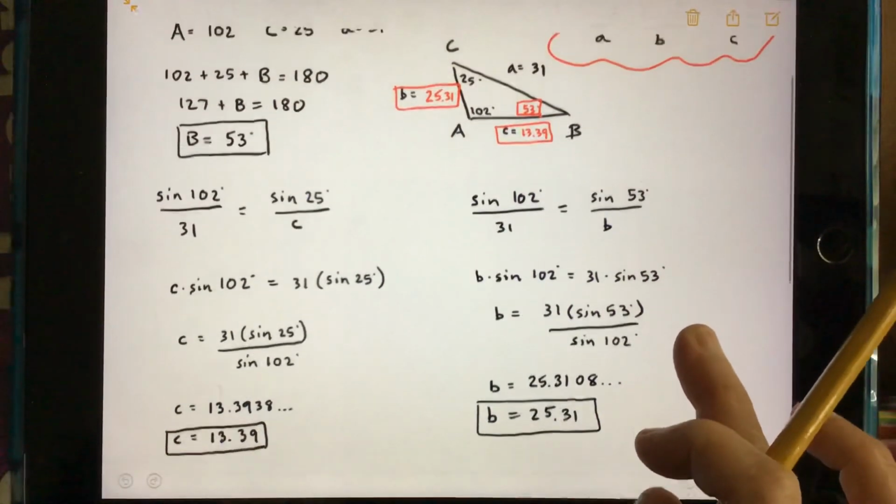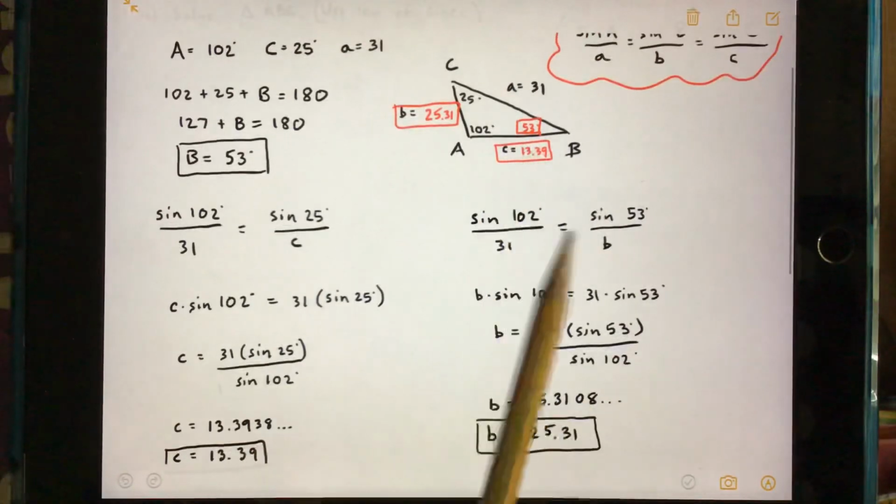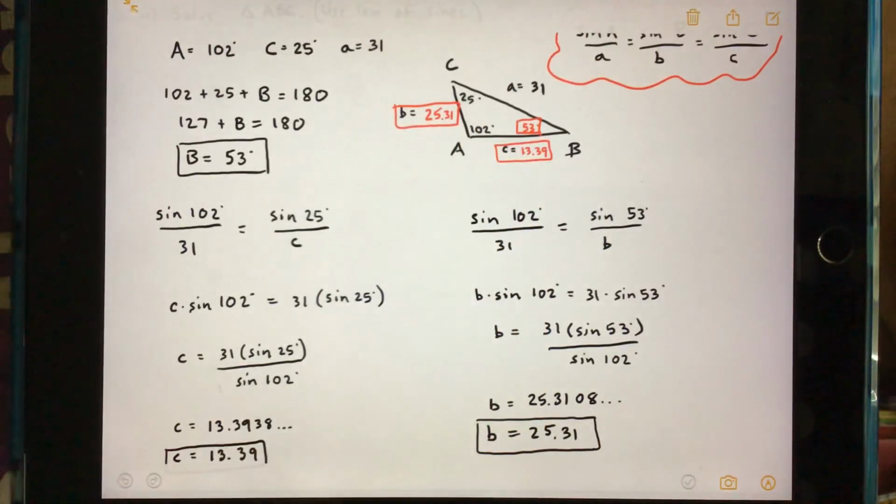Now let's just check to make sure that I've found all the unknowns. So every angle now is labeled with the measurement. Every side now is labeled with the measurement. So that means I am done solving this triangle.